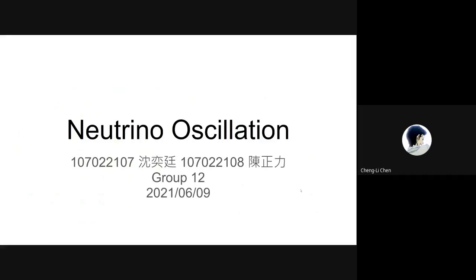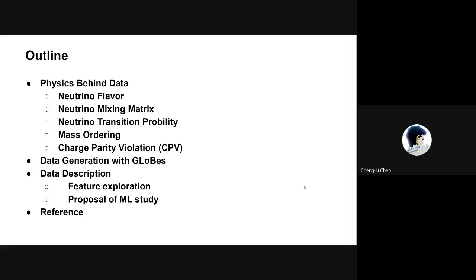We are group 12. My name is Chen Zhenli and my teammate is Shen Yiting, and we are talking about the neutrino oscillation. Here's our outline. We will talk about the physics behind the data and the data generation, and then the data description.